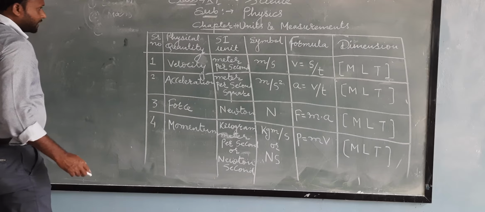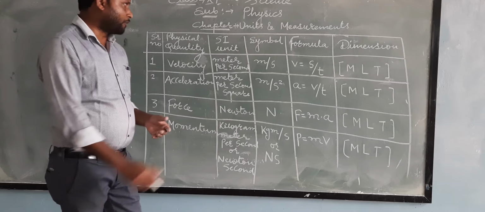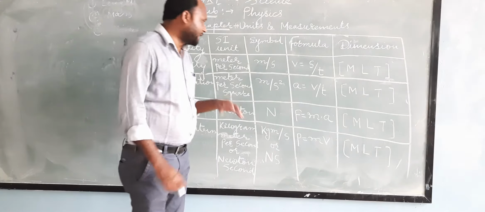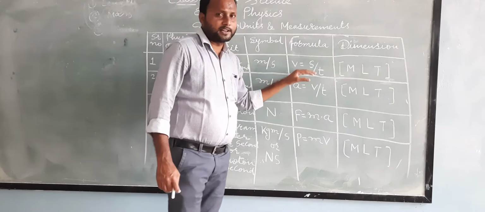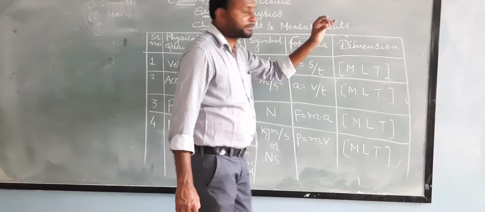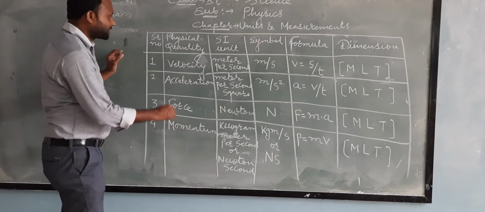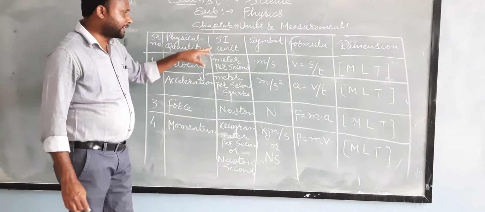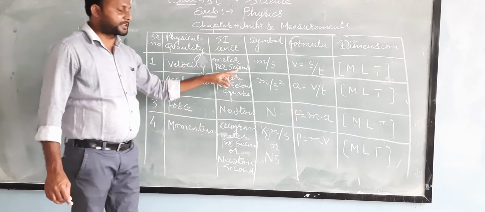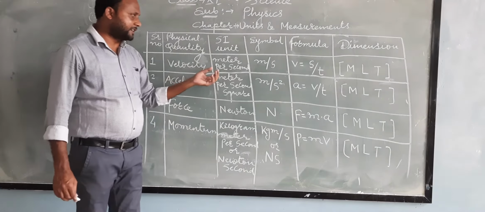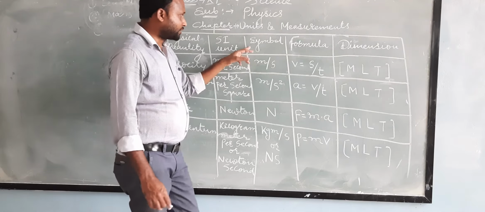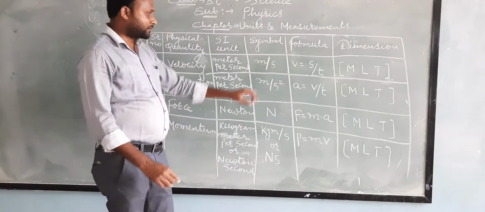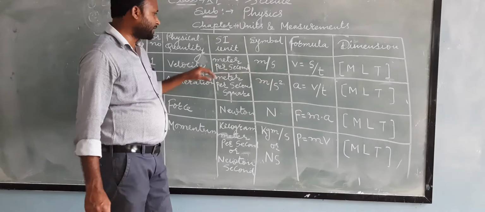Now guys, to find the dimensions, it is very important to know its SI unit. If we know its SI unit and its formula, then we can easily find the dimensions of that physical quantity. For example, the first physical quantity we have taken is velocity. We know that the SI unit of velocity is meter per second. In symbols, we write meter per second as small m oblique small s. This is the SI unit of velocity.